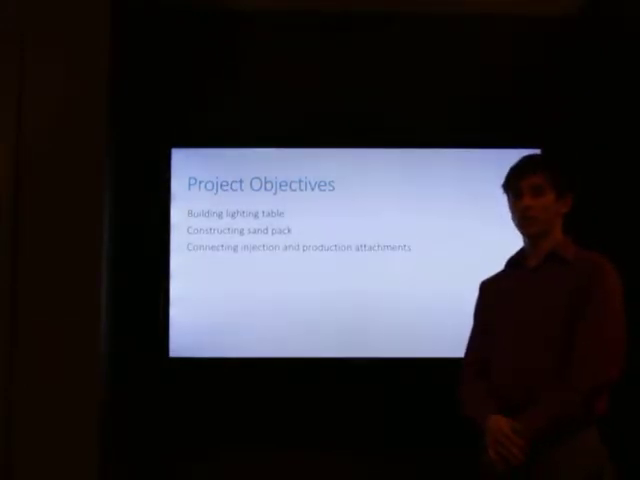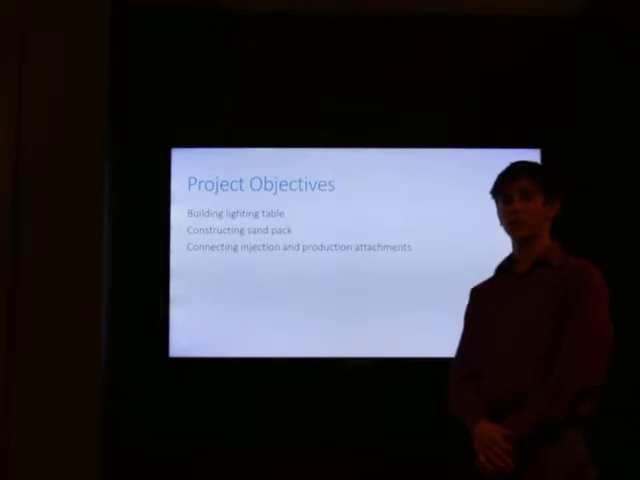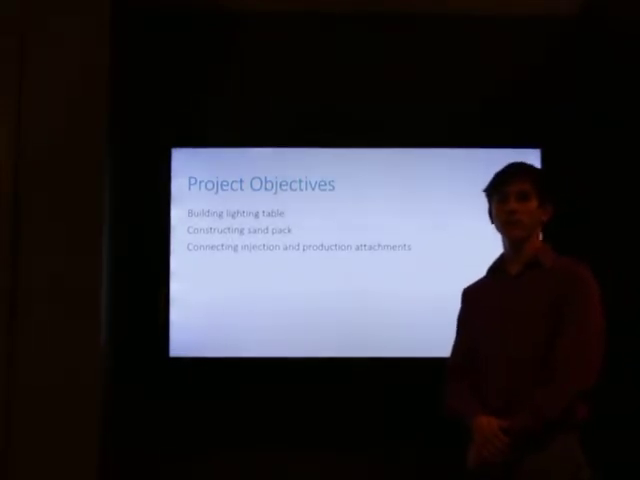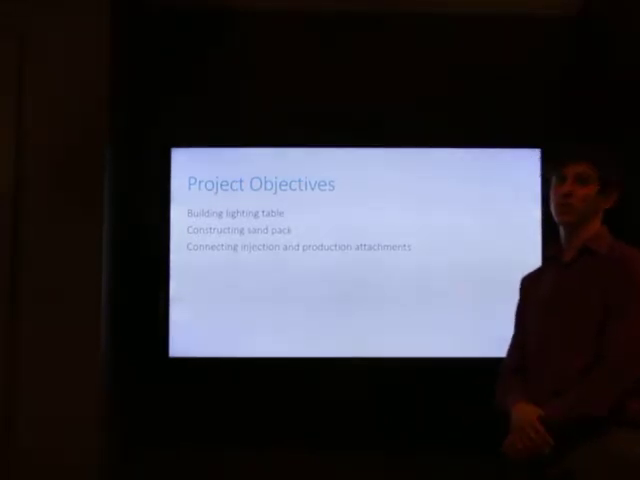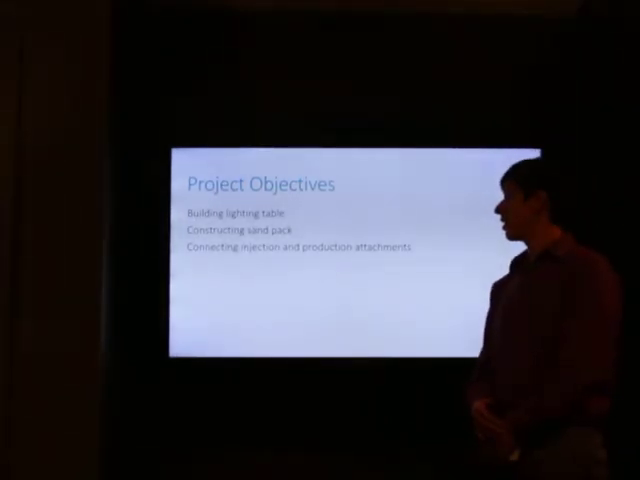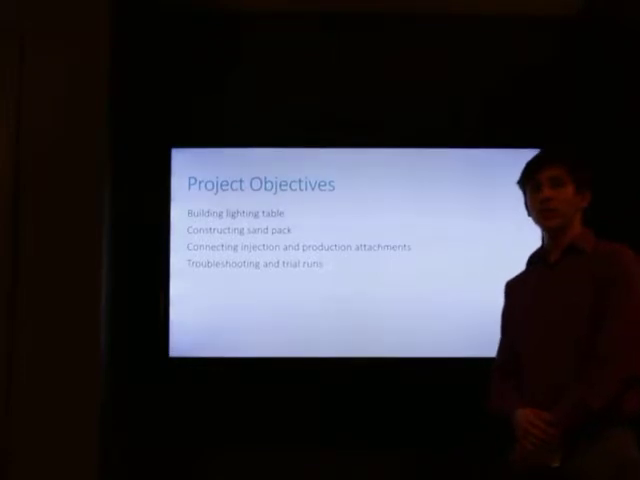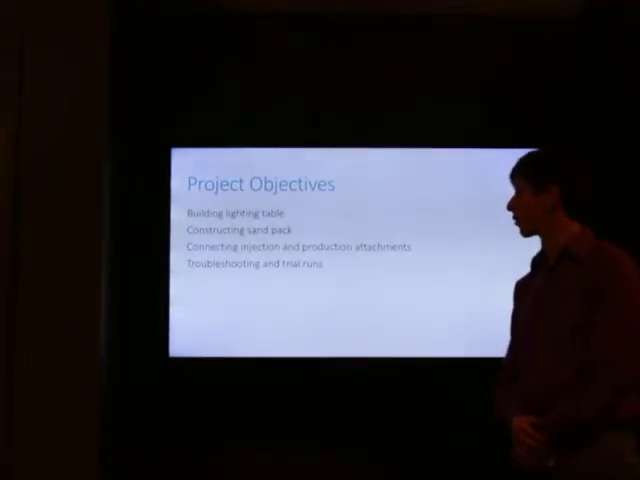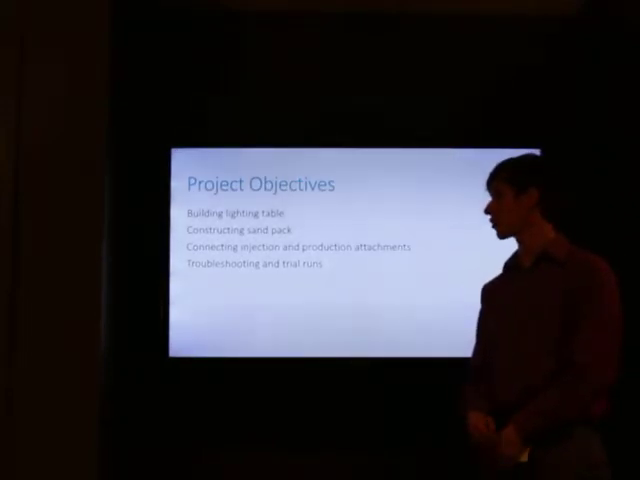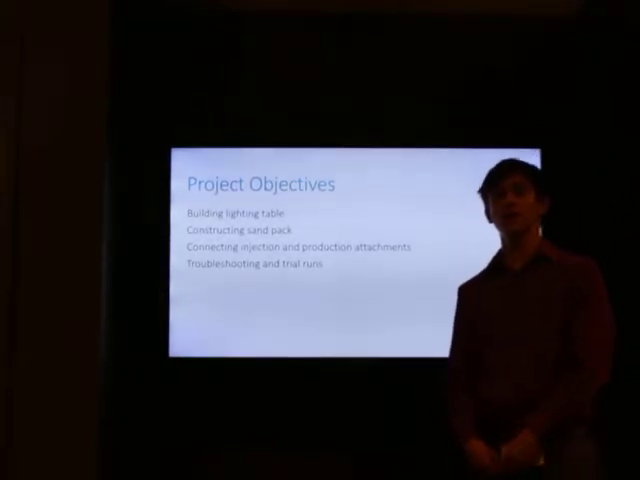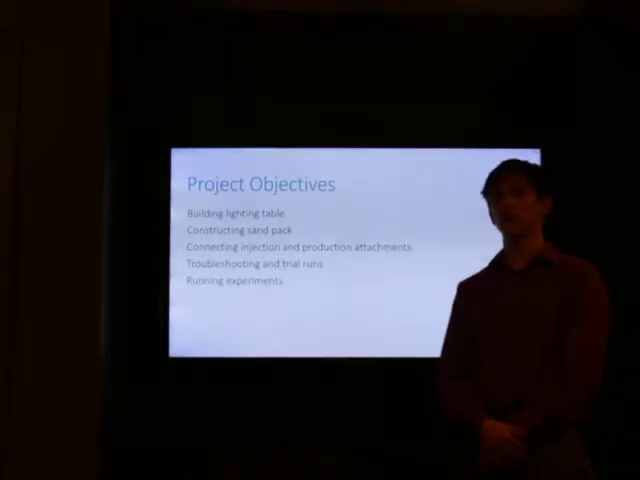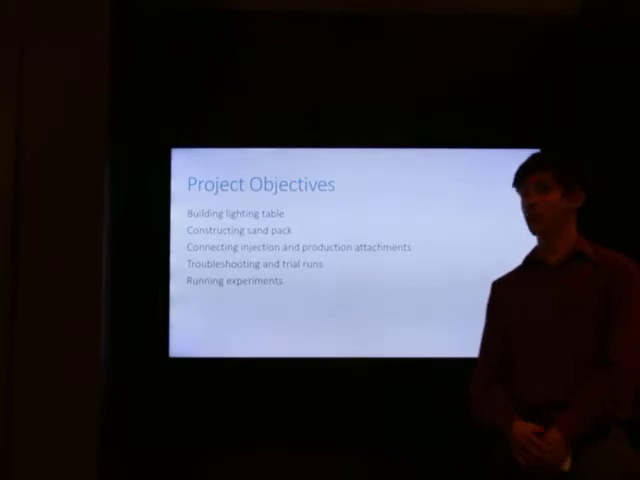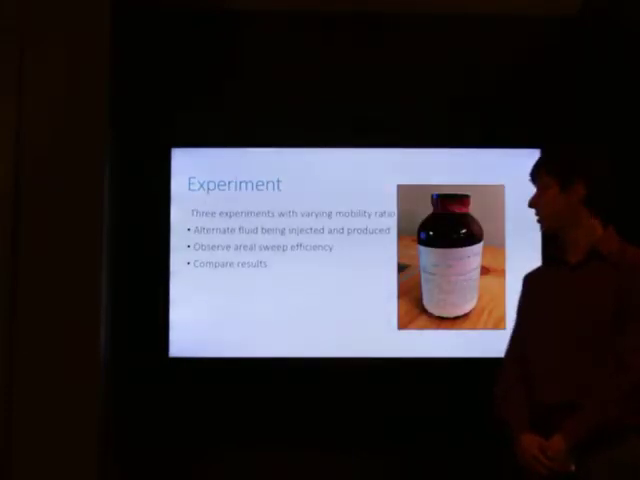Ahmed and I are in charge of connecting the injection and production attachments. This includes phenolic blocks, tubing, and valves that we will use to inject and produce the fluids. The tubing and the valves are 3/8 inch diameter, and this is to give us an optimal flow rate. Once our model is complete, we will begin troubleshooting and doing trial runs, and this is to test if our model is functional. And once the model is functional, we will begin running experiments. And I'm going to start talking about these experiments here.